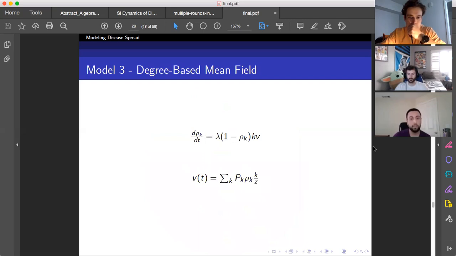And then in here, this is the system of equations. The lambda would be the average infection probability. Rho k of t represents the fraction of degree k nodes that are infected at a time t. And Vt is the overall probability that given an edge, it's attached to an infected node with degree k.